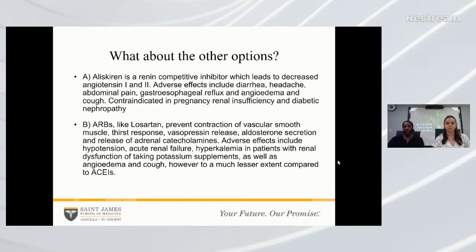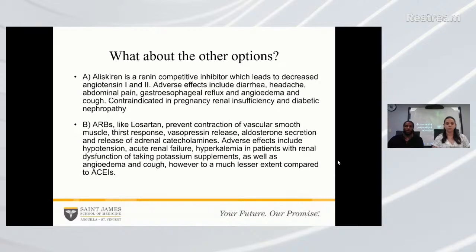So angiotensin receptor blockers, they usually end in sartan. So losartan is a classic one that a lot of people know. It's going to prevent the contraction of vascular smooth muscle, thirst response, vasopressin release, aldosterone secretion, and release of adrenal catecholamines. Most of that was mentioned in the actual answer choice. So this is going to block the receptors that angiotensin 2 binds to, which lead to these effects. So side effects: hypotension. Angiotensin 2, like we said, causes vasoconstriction and high blood pressure. So if you block it, you could get the opposite effect.